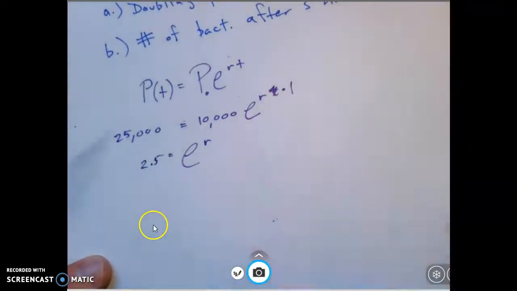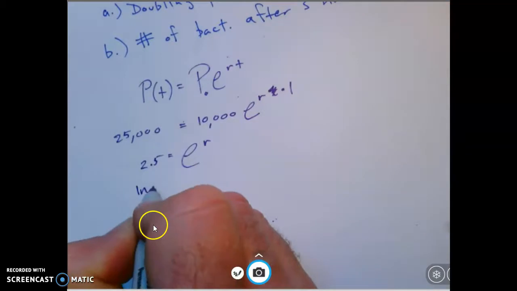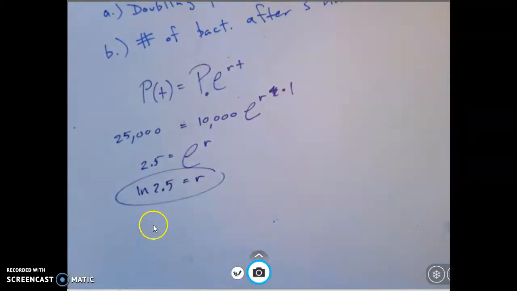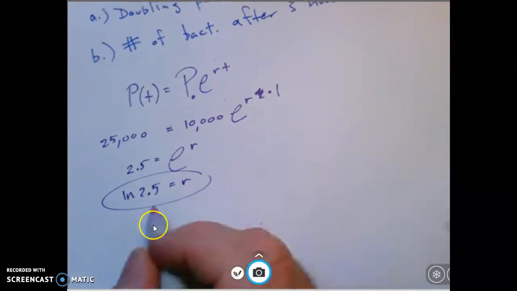Remember, we multiplied that by 1 for 1 hour. Now we take the ln of both sides, and I end up with my growth rate: ln of 2.5 equals r. That's my r. That's what I will use now when I go back into this function.